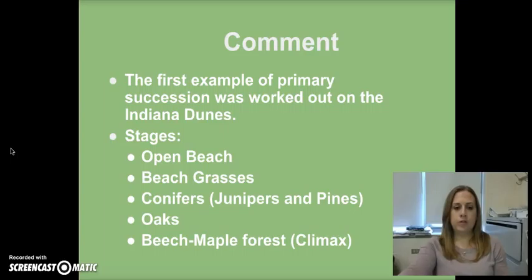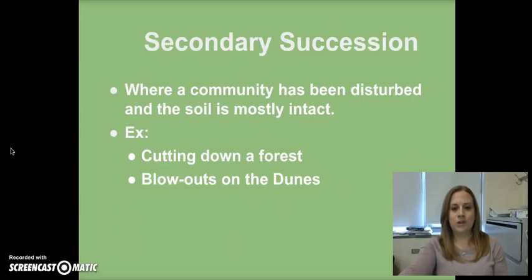Just a quick comment, the first example of primary succession was worked out on the Indiana Dunes. The stages were open beach, and then you would see the development of beach grasses, and then conifers, then oaks, and then a beech-maple forest, which was the climax community.